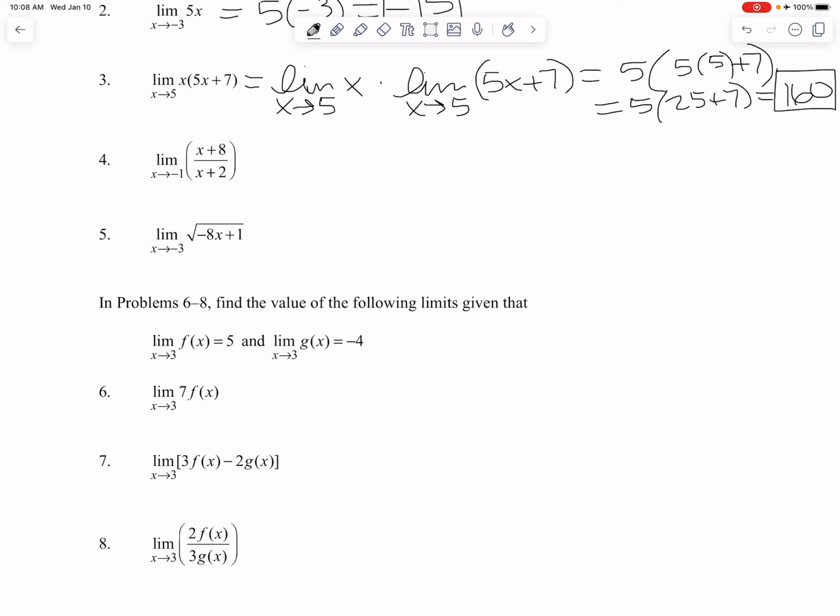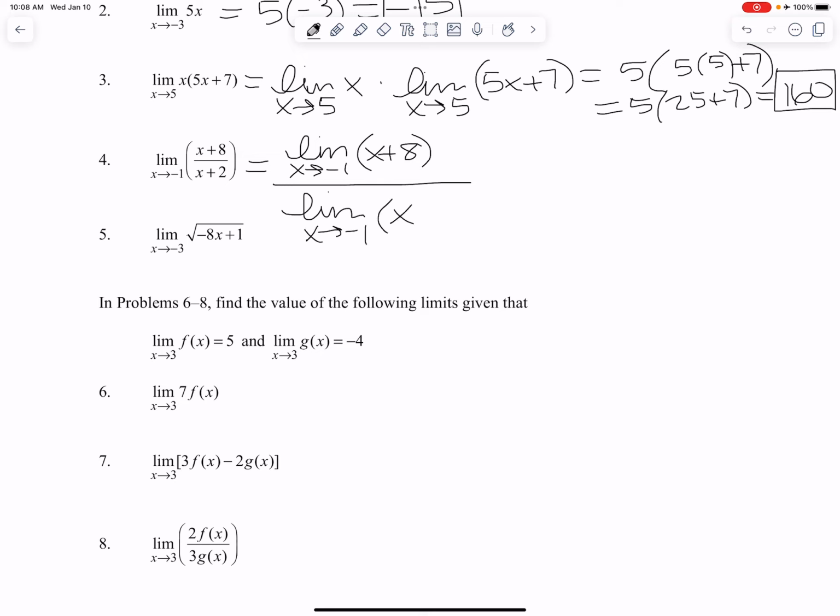Okay, here we have a quotient. We can split that up and take the numerator, the limit as x goes to negative 1 of x plus 8, and the denominator, the limit as x goes to negative 1 of x plus 2. So in our numerator, we'll have negative 1 plus 8. In our denominator, negative 1 plus 2. This is going to give us 7 over 1, which is 7.